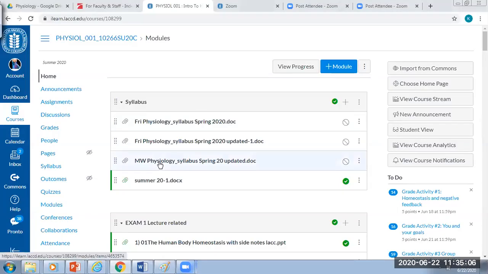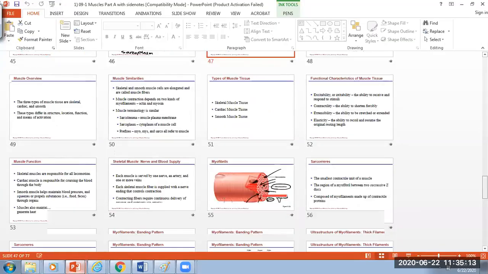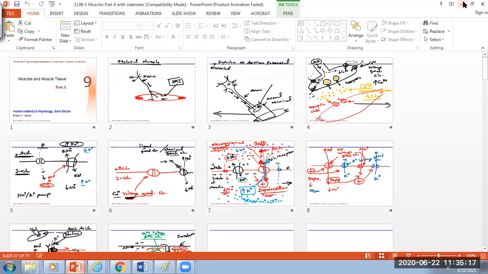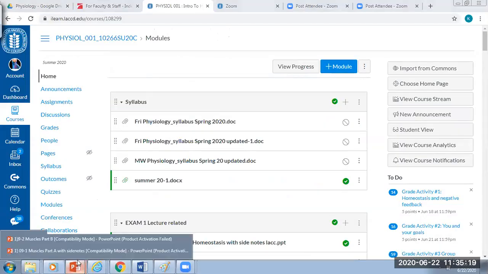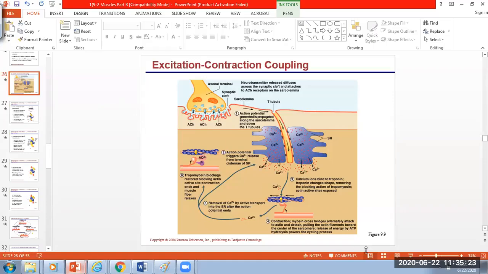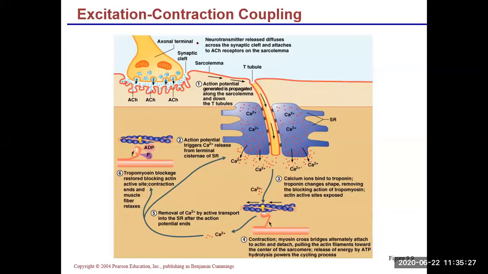All right. So we went over the steps of the cross-bridge cycle. We could go over part 2 now. All right, so this is kind of a summary of what just happened.